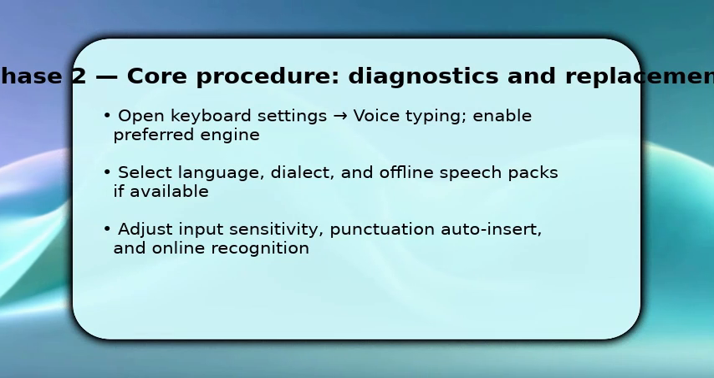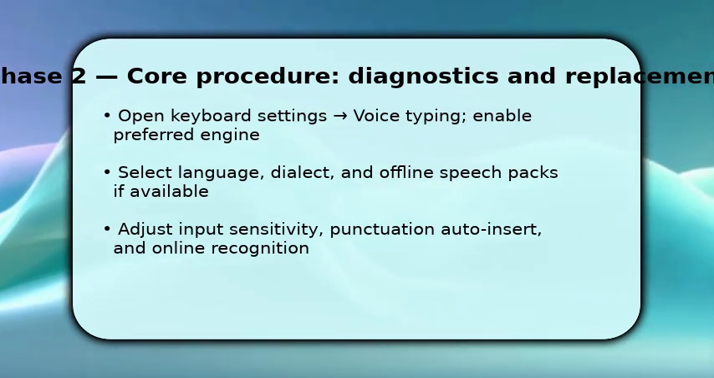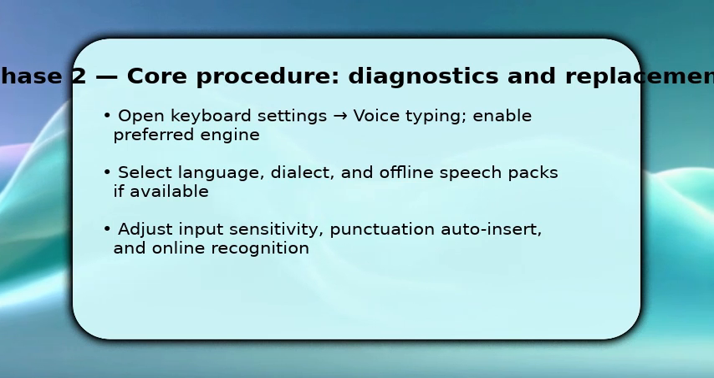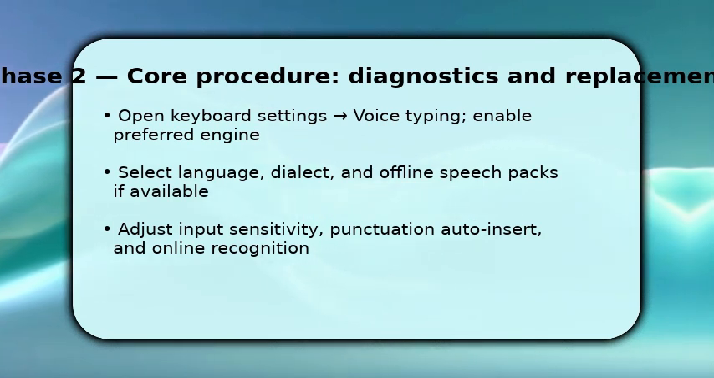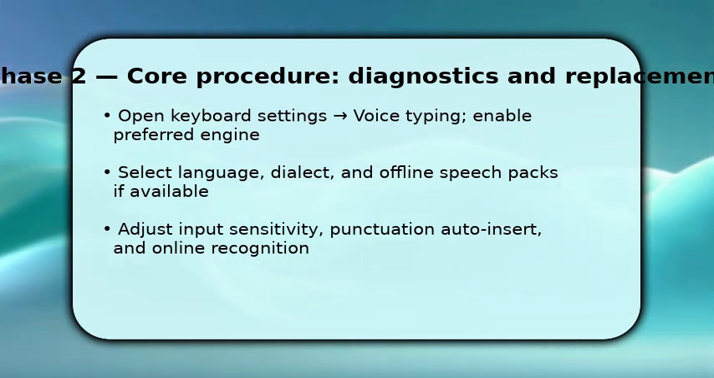Now you'll configure the voice engine so it matches how you speak. In keyboard settings, enable voice typing and choose the recognition engine, built-in or cloud. Cloud is faster but uses data. Then pick your language and dialect. Installing an offline speech pack helps when network is poor.